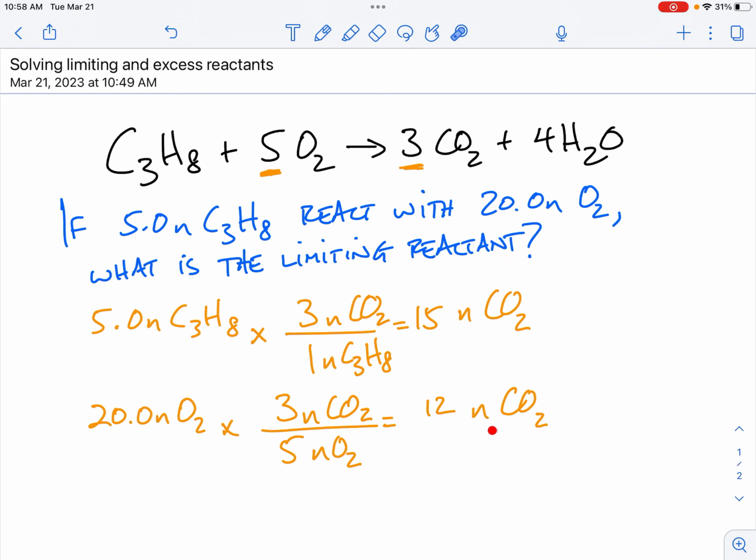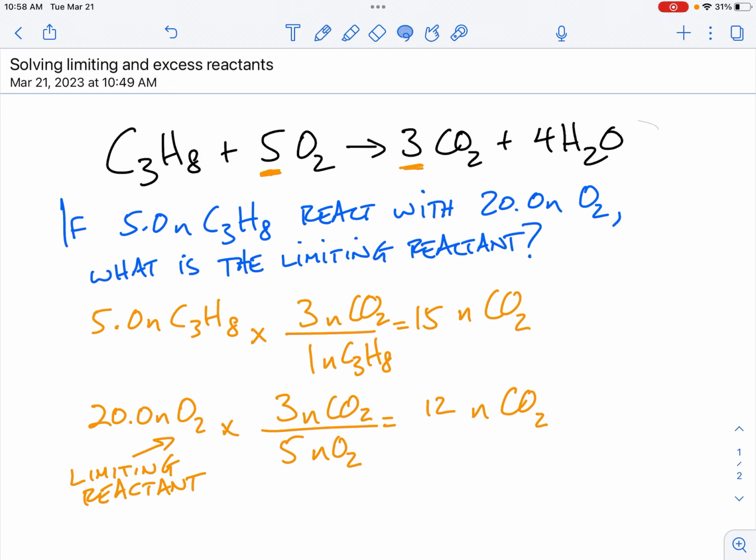So because the smaller amount of product is made from the O2, we're going to identify oxygen as the limiting reactant. Okay? Now, that's one way of solving this. And what we would find, hopefully, is that if we had solved for water from each of our reactants, the smaller amount of water would also be made from the oxygen, and that's what we're going to solve for next.